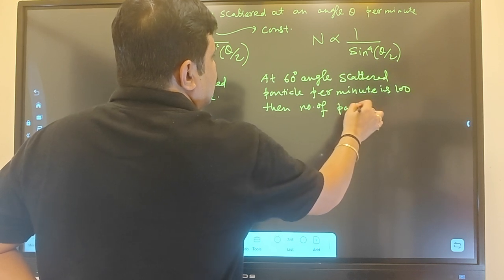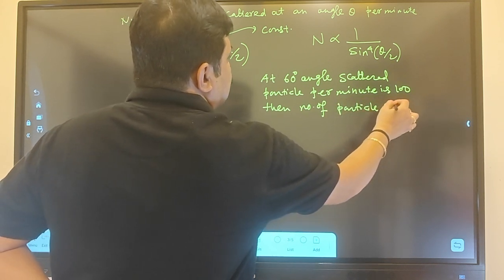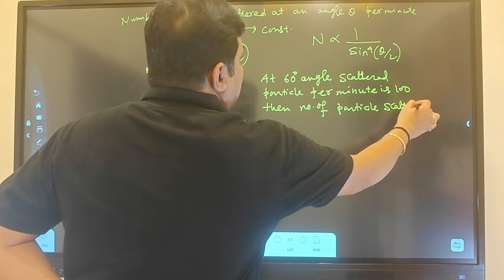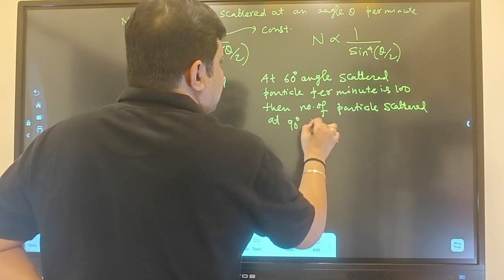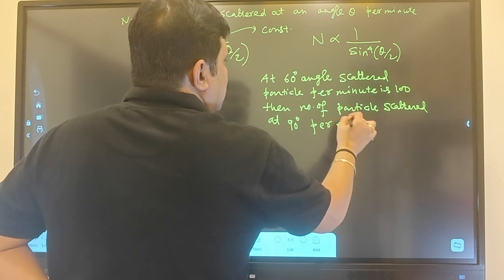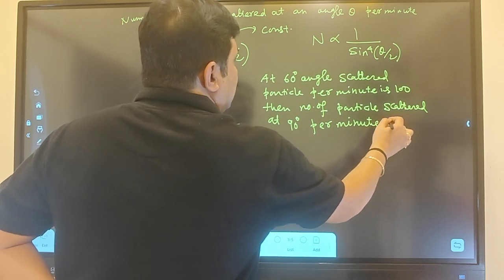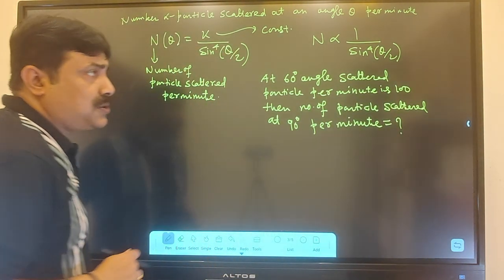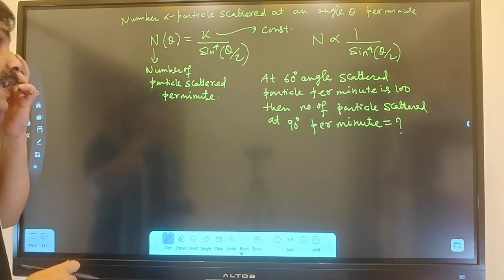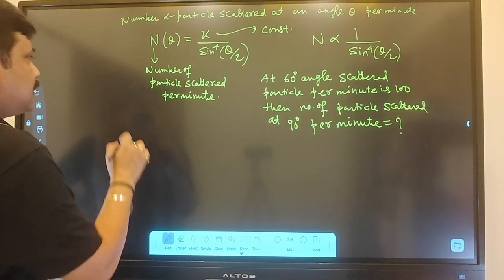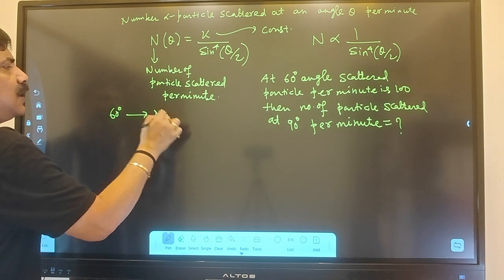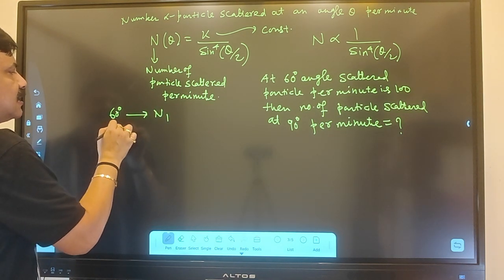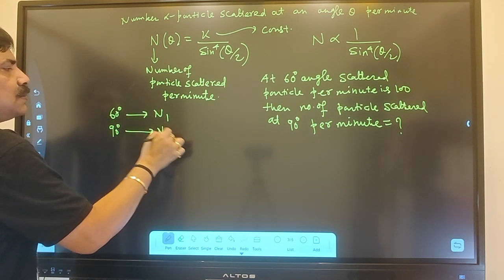Then the number of particles scattered at 90 degrees per minute will be equal to how much? That is the question. Now what can we do over here? Suppose the 60-degree angle scattered particles I am taking as N1 and the 90-degree scattered particles I am taking as N2.